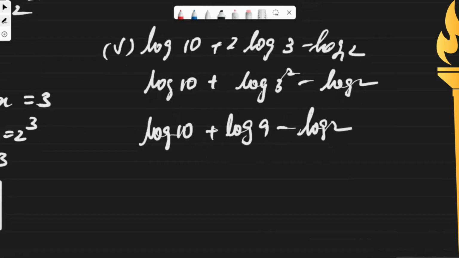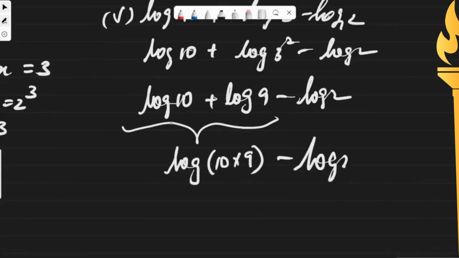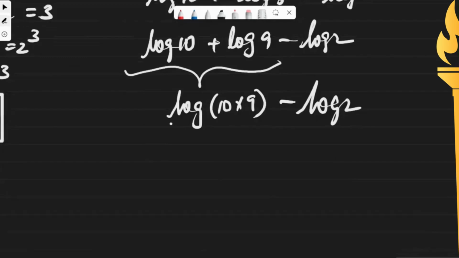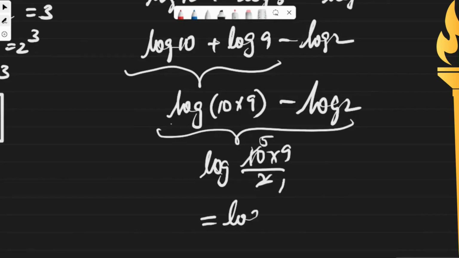According to the DMAS rule, we have to add first and then subtract. So log 10 plus log 9 will be equal to log 10 into 9 from the first formula. Next, log x minus log y is equal to log x by y from the second formula. So we'll have log 10 into 9 by 2. 2 5s are 10, 2 1s are 2, it will be equal to log 45.